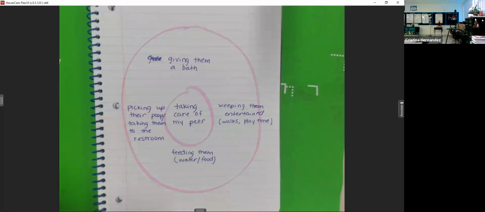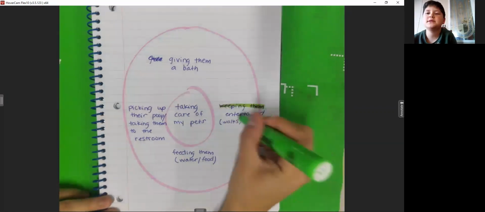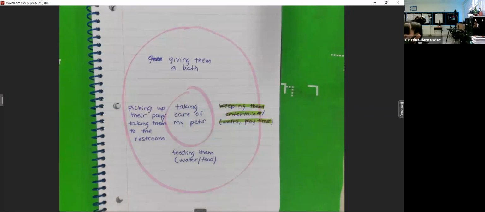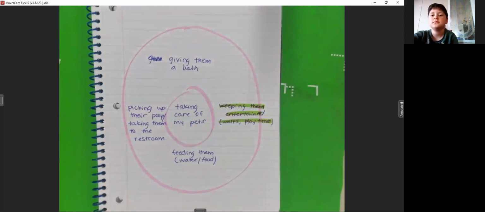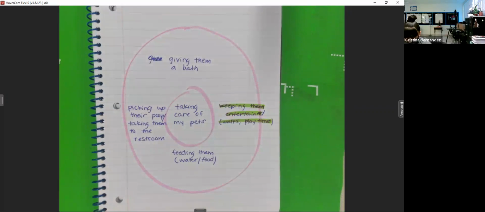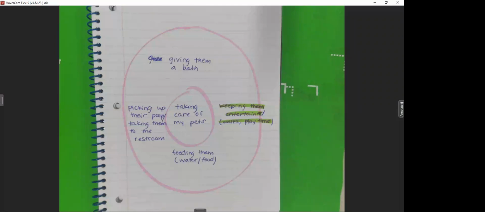Keeping them entertained. Sometimes I have to build homes for my pets. You have to do what, Zildjian? I have to build homes for my dogs. Oh, that's another one. I guess building them, keeping them sheltered in the right spot. What else can we write enough about, or go into detail? Maybe you have a personal experience, a bad experience about picking up their poop, or maybe taking them to the restroom, or maybe giving them a bath.